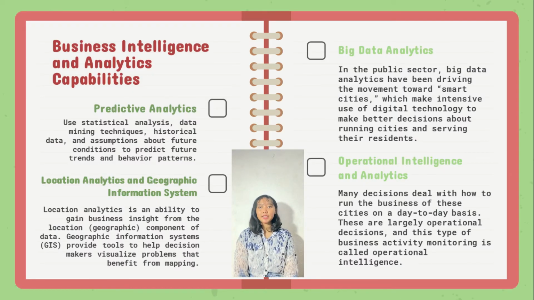Business intelligence and analytics capabilities. First is predictive analytics. It uses statistical analysis, data mining techniques, historical data, and assumptions about future conditions to predict future trends and behavior patterns. For example, an insurance company might use variables such as age, gender, and driving record as predictors of driving safety when issuing auto insurance policies.